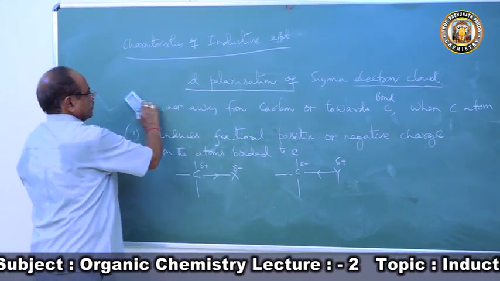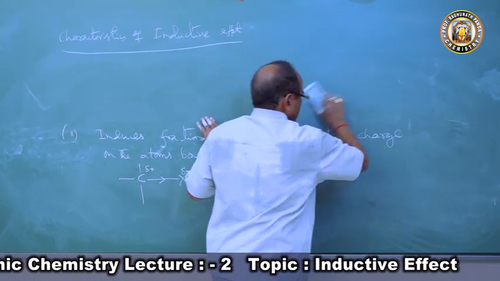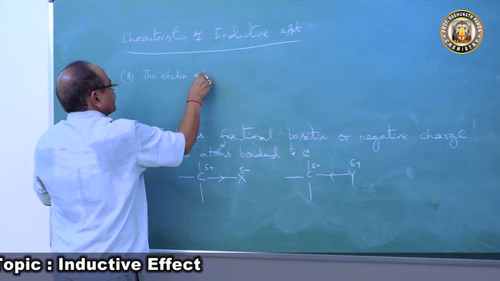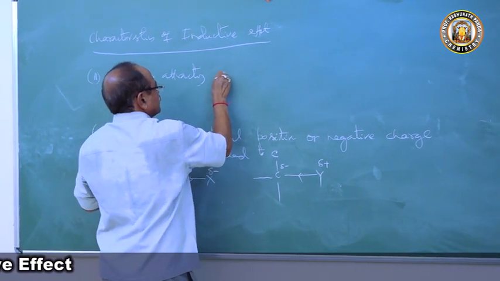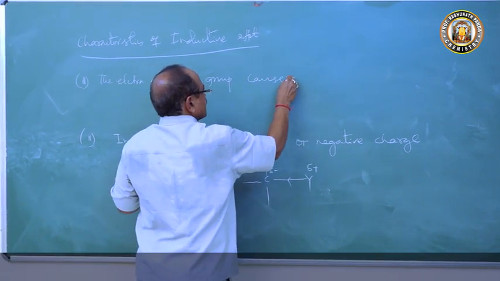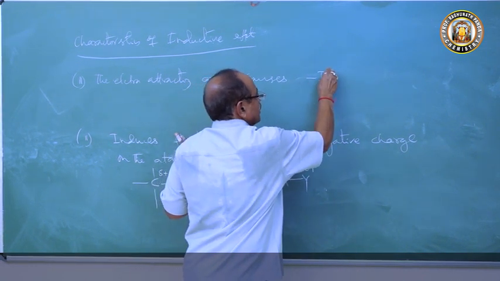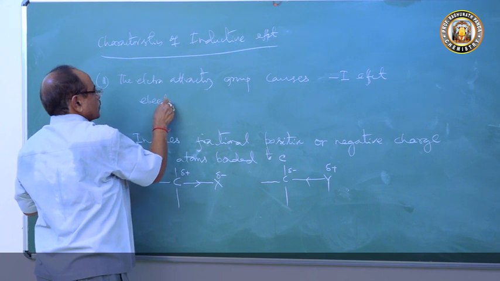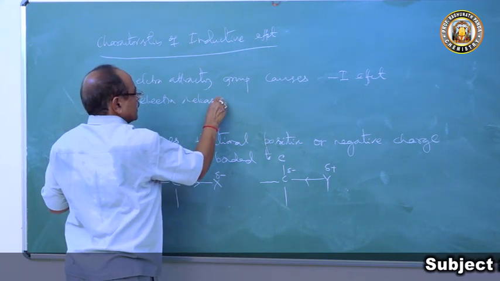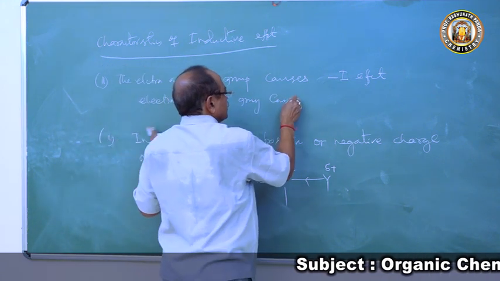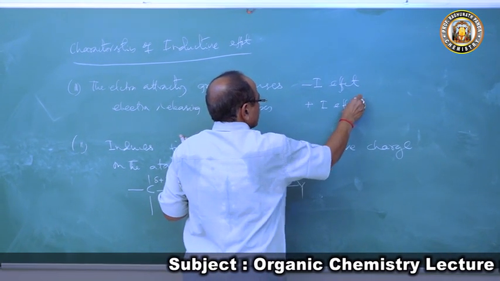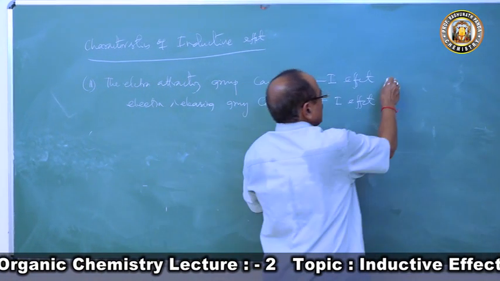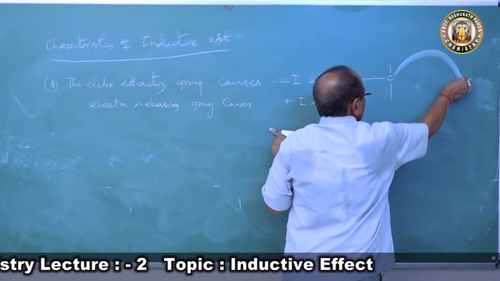So the third point for characteristics: the electron attracting group causes a minus I effect, and the electron releasing group causes a plus I effect, because the carbon is receiving electrons. In the minus I effect, the electron cloud is getting polarized away from carbon.